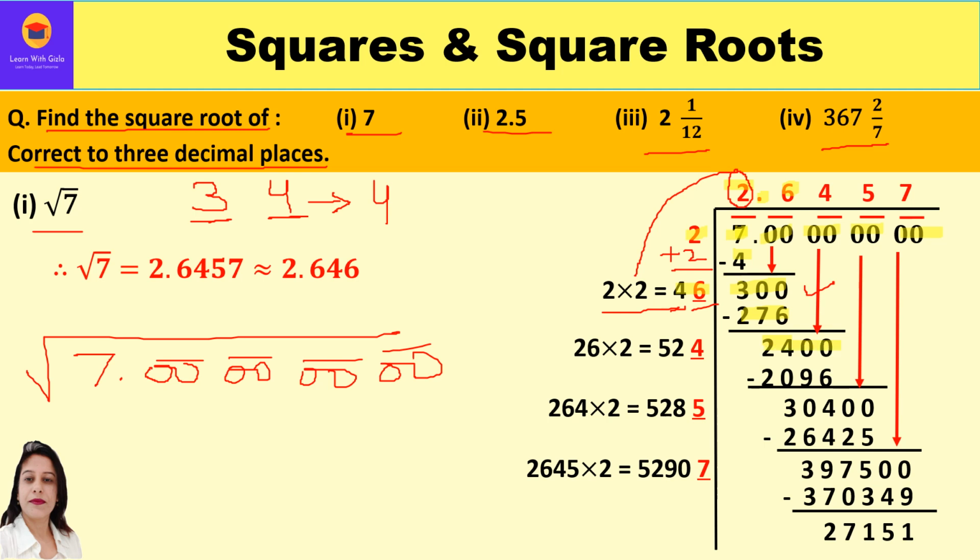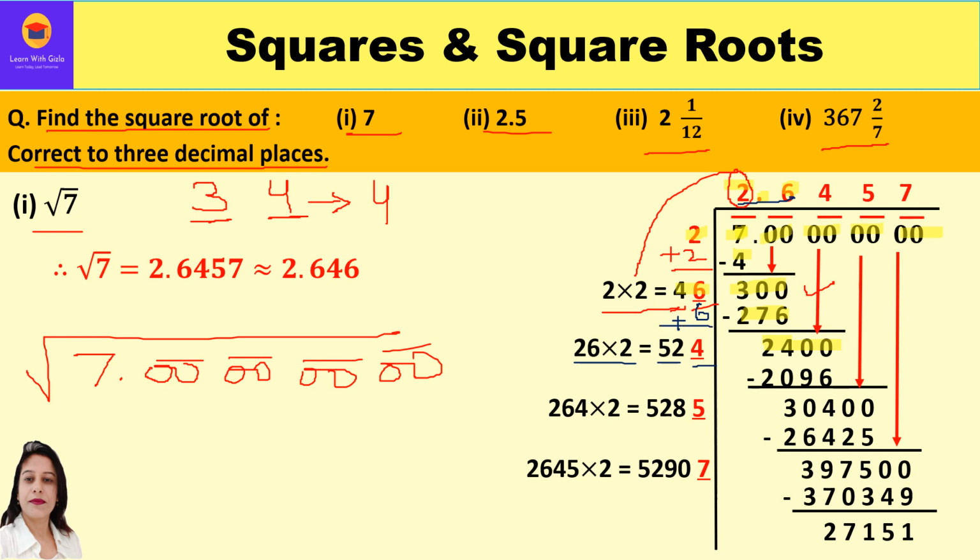Bring down the next period 0, 0. Now this is the new dividend for which we require a divisor. We will take up the new quotient. Now new quotient is 26. So we will take 26, multiply by 2, we will get 52 and keep a blank over here. Or just add the newly added quotient, that is 6. 46 plus 6 is also 52.